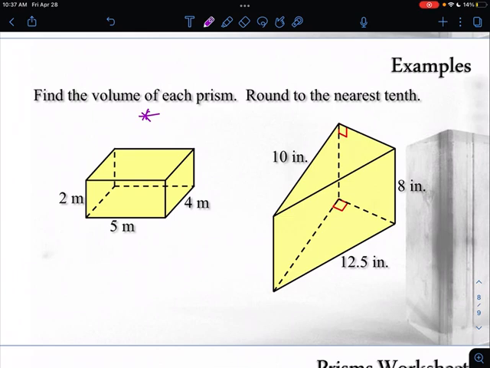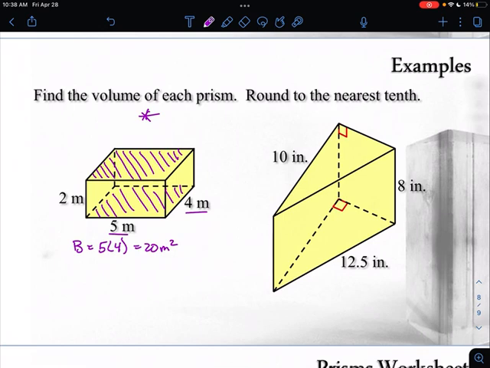In this case, I usually try to pick the odd shape out. So I would pick the top as one base, which means the bottom would be my other base. The first thing I'm going to do is calculate that area. For the area of my base, since it's a rectangle, just base times height. So I'm going to take 5 times 4, which gives me 20 square meters. The height of my prism, from base to base, from rectangle to rectangle, would be 2 meters.